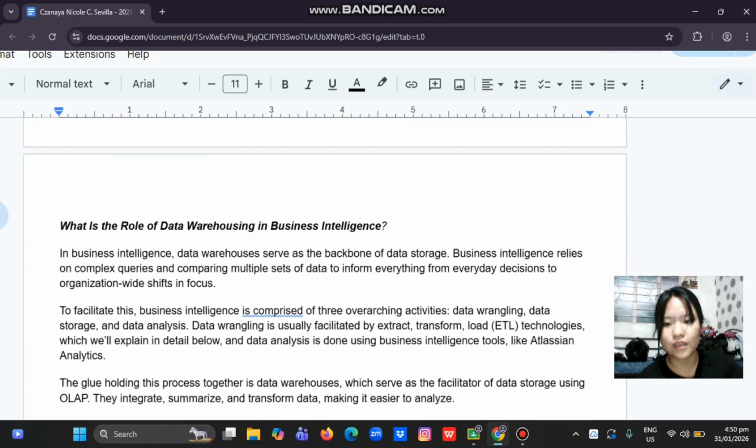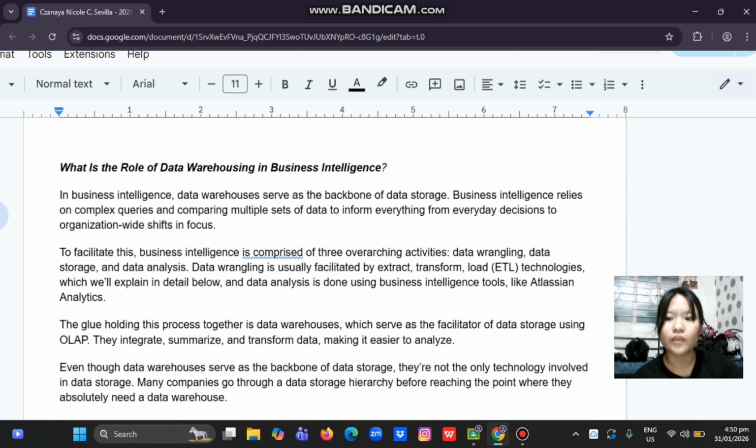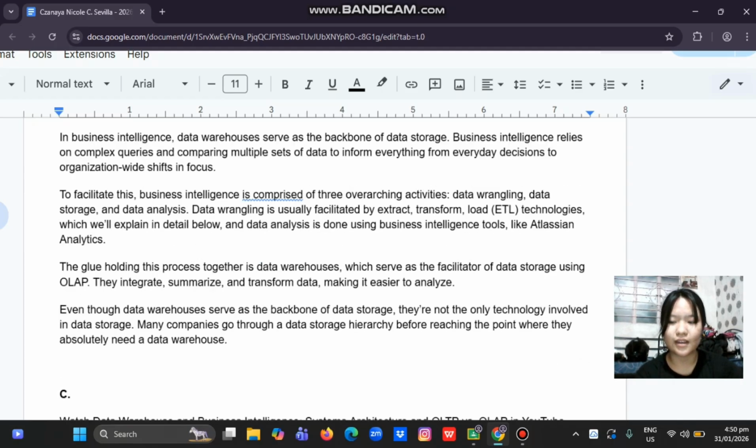What is the role of data warehousing in business intelligence? In business intelligence, data warehouses serve as the backbone of data storage. Business intelligence relies on complex queries and comparing multiple sets of data to inform everything from everyday decisions to organization-wide shifts in focus. To facilitate this, business intelligence is comprised of three overarching activities: data wrangling, data storage, and data analysis.